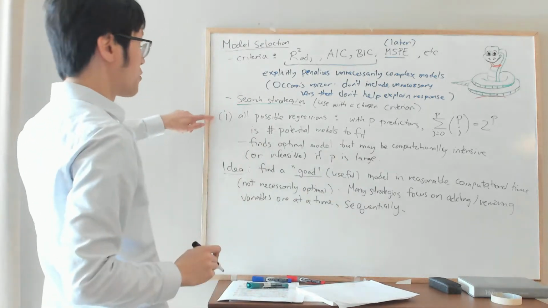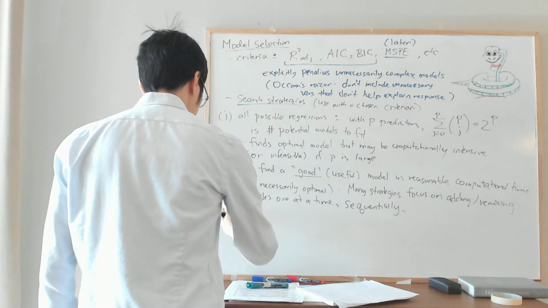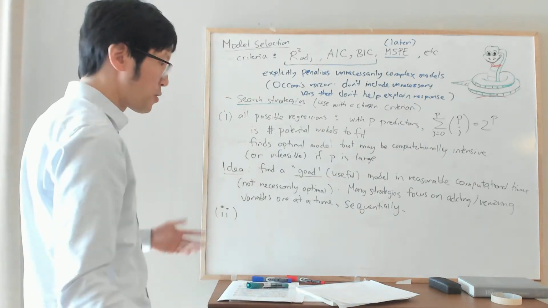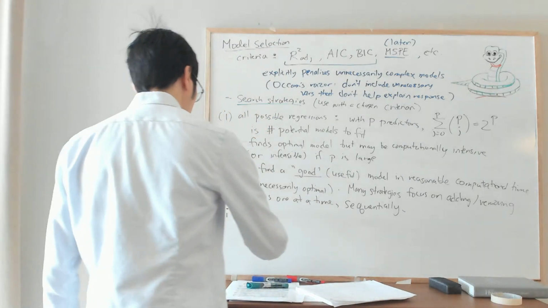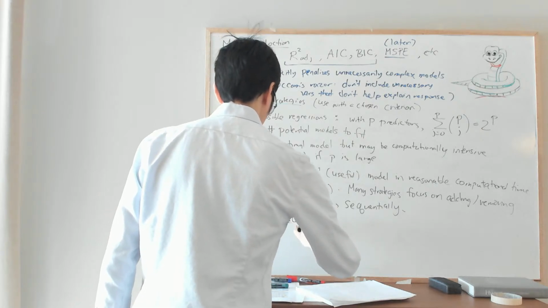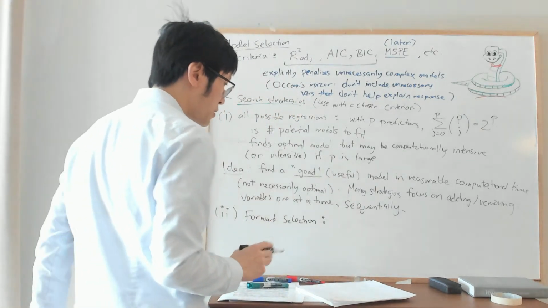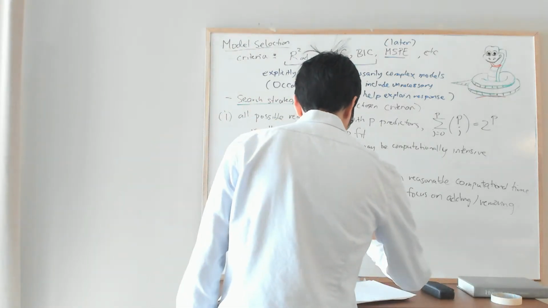Okay, so the first sort of strategy was just all possible. Now I'm going to talk about these faster strategies, but they don't necessarily give us the optimal model. The first one is forward selection. The basic idea is to start with an empty model and add one variable at a time.